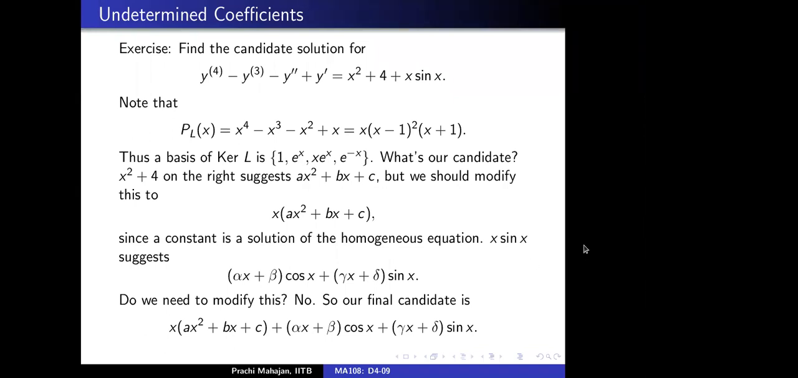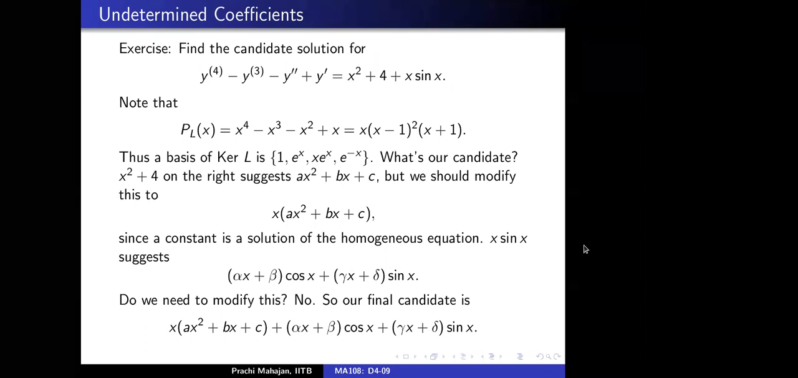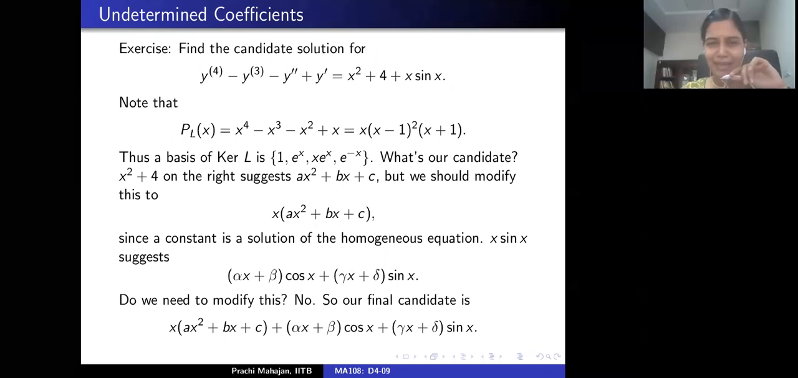Ma'am, can these questions come in the exam, because they will at least take 5 to 10 minutes to compute all the coefficients? Yes, everything can come in the exam. No, don't worry about it.